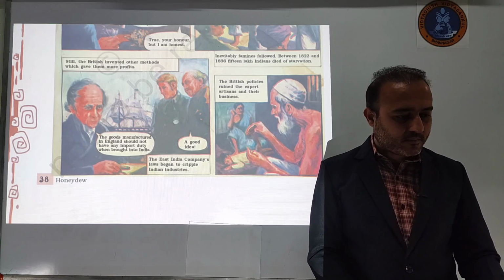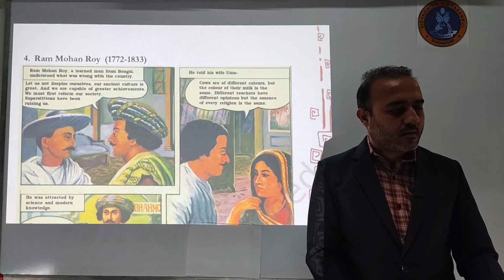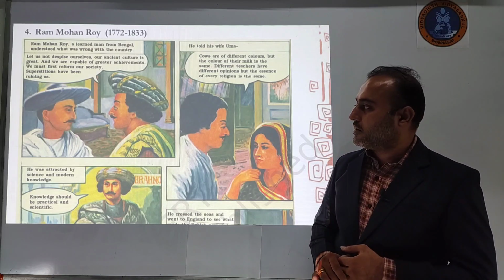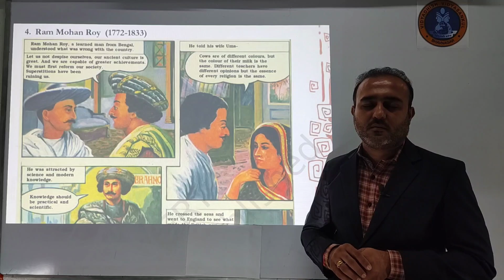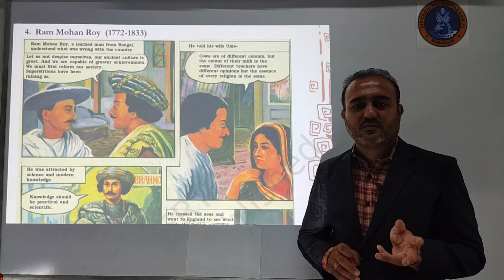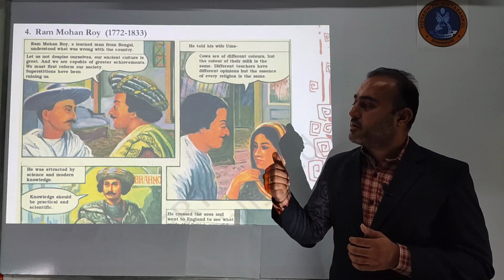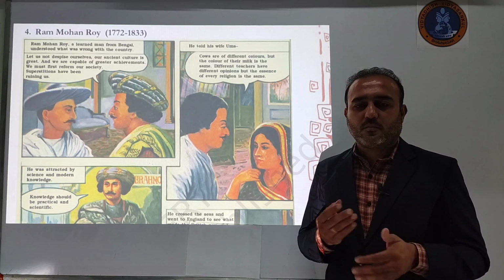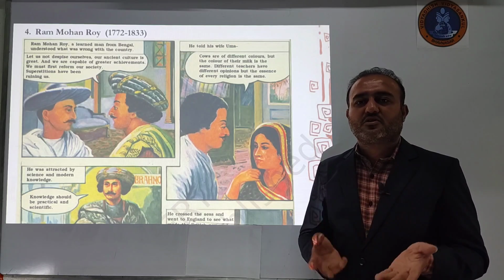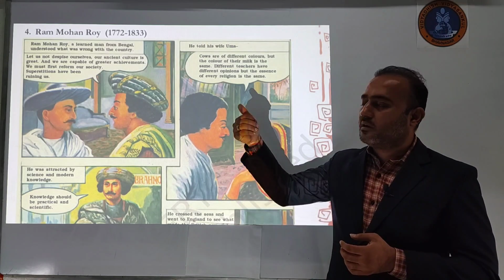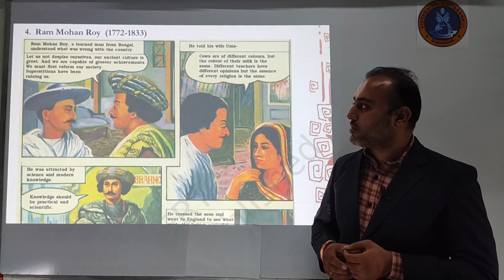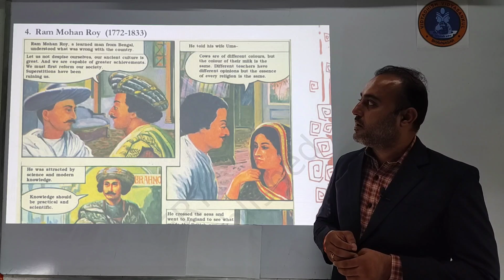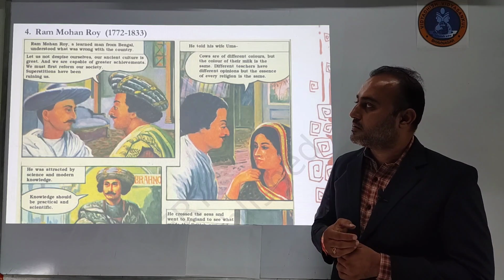Moving to the next para. This is the fourth paragraph. So in the fourth paragraph, there is a name given about a social reformer. What is the meaning of social reformer? Social means related to the society. Reformer means a person who tries to bring change in the society. So he was none other than Raja Ram Mohan Roy. Ram Mohan Roy, the date is given, from 1772 to 1833.